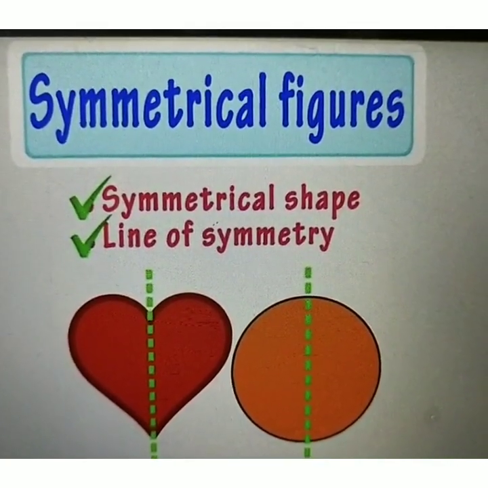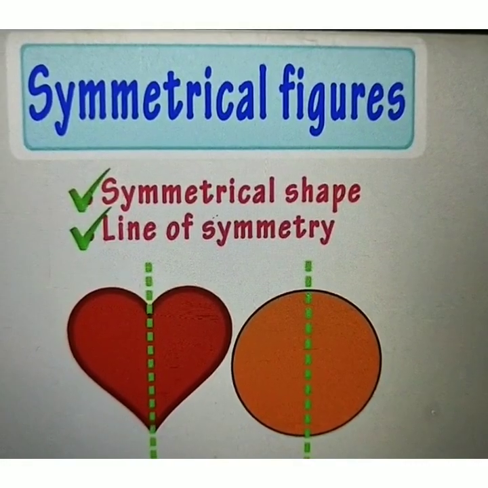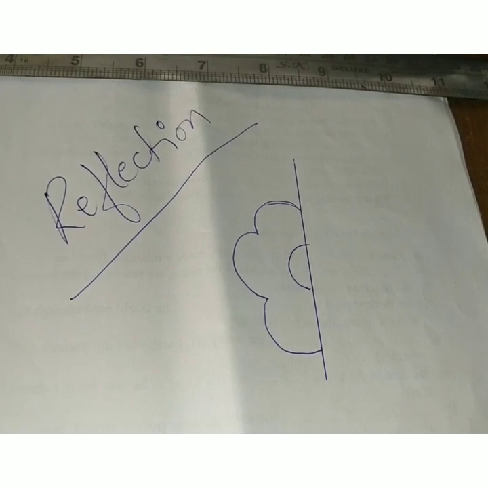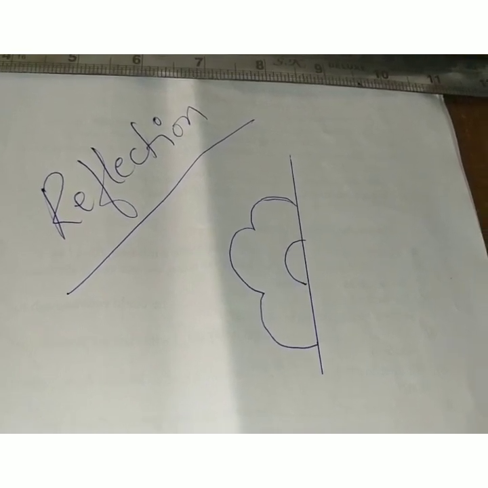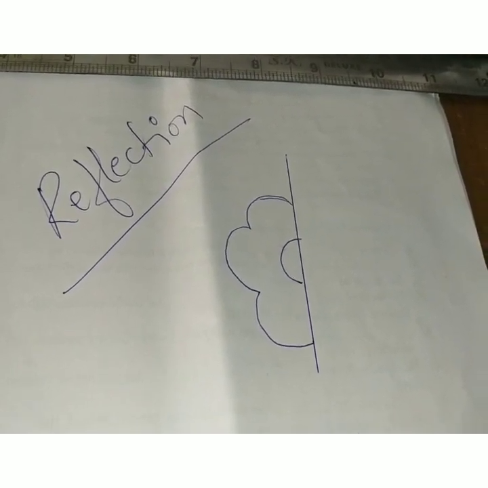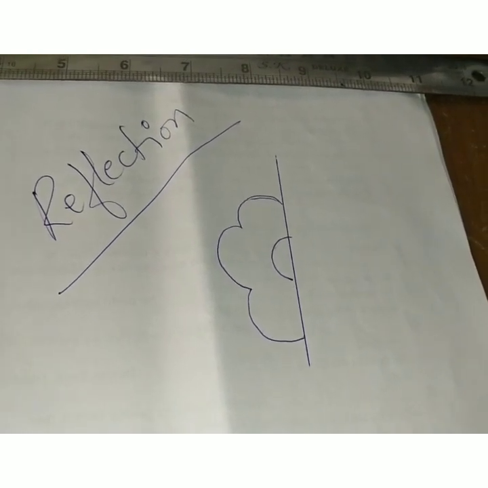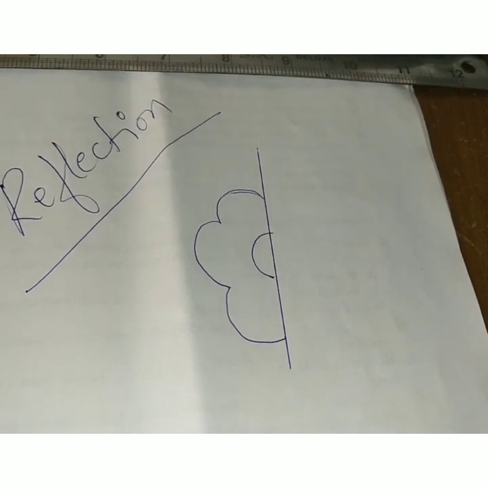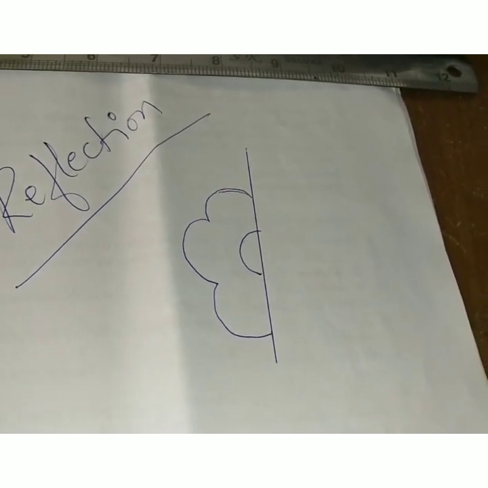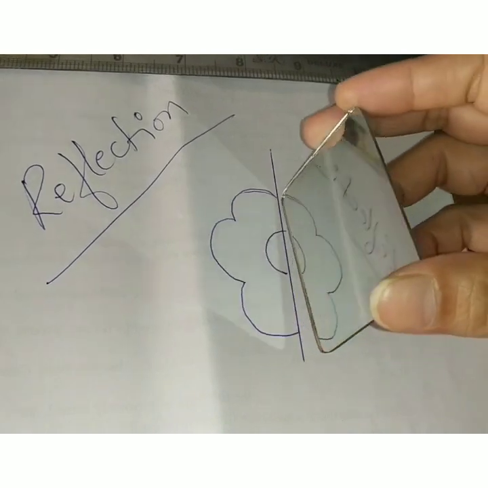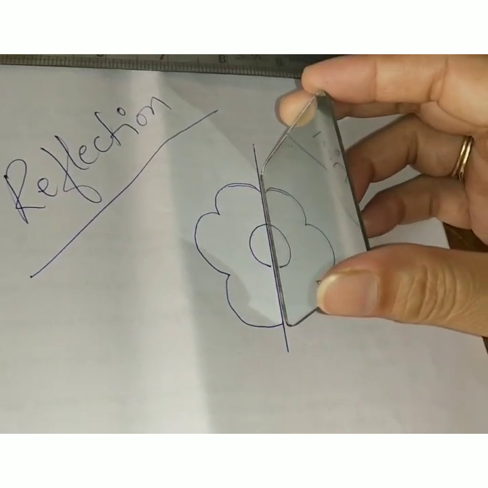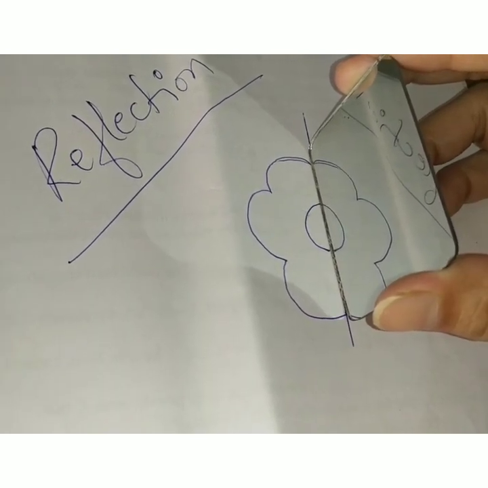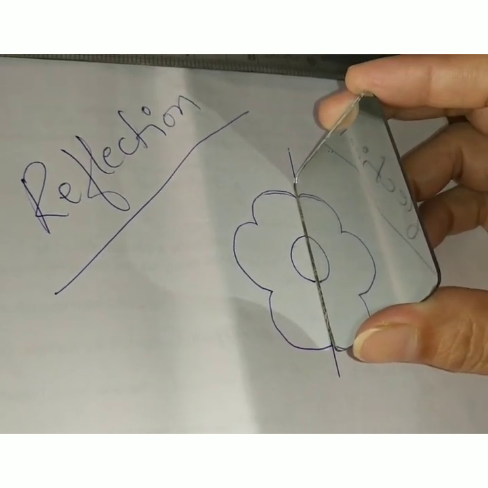Now, let's try this with another figure. Reflection. In a symmetrical shape, if a mirror is kept along the line of symmetry, one half is a reflection of the other half. Now you can see a shape of a flower over here, and if I put a mirror on the line of symmetry, you can see the other half of the flower in the mirror. So this is the reflection of this flower.